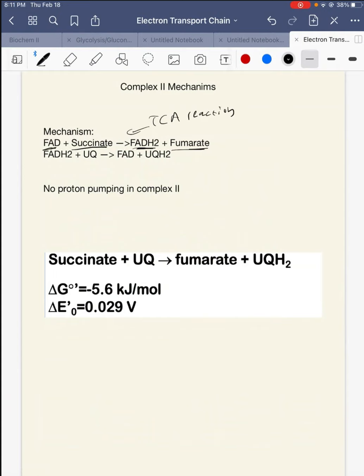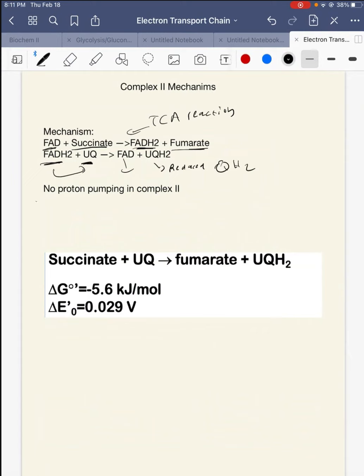You have succinate and FAD, the FAD gets reduced, and succinate gets oxidized to fumarate, and then FADH2. The electrons from FADH2 are given to the oxidized coenzyme Q, and then we get reduced coenzyme Q. I'm going to call it CoQ. Actually, no, I don't want to confuse anyone. And then we get back our FAD, which can go back and help in the succinate dehydrogenase reaction.